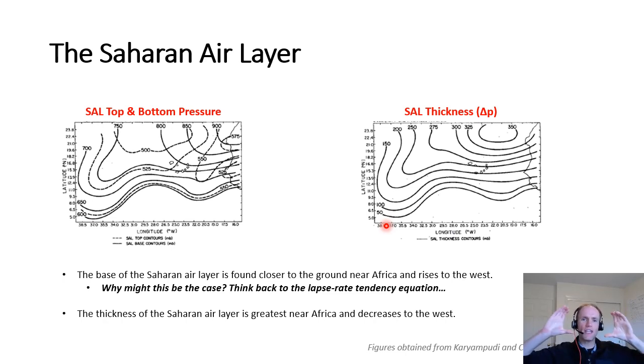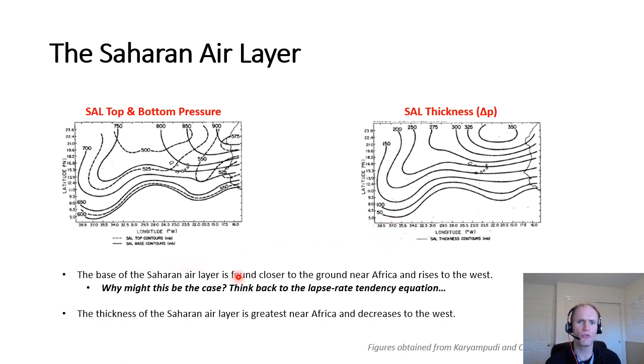So it has its greatest thickness and is found closest to the surface near to the coast of Africa, and then becomes found at higher elevations, but with smaller thickness as you move from east to west from the coast of Africa toward the central tropical Atlantic Ocean.